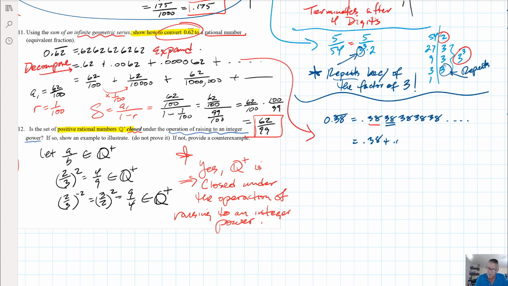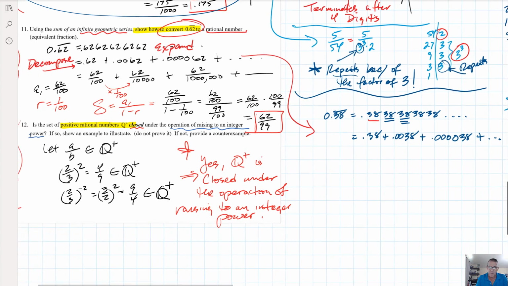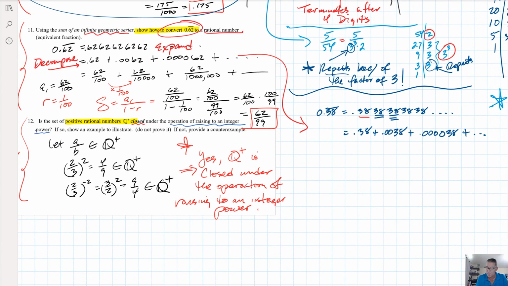All right, so 0.0038. And so notice they're in the third and fourth position, so you got to have 2 zeros as the placeholders. The third portion here is 0.000038, so 4 zeros, 38, plus dot dot dot. And again, without the dot dot dot, without that infinite part, okay, it's not technically correct. This is an infinite repeating decimal. And so the plus dot dot dot is important because it doesn't stop, you guys.